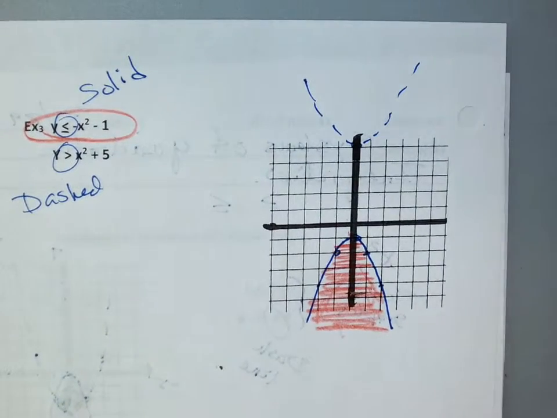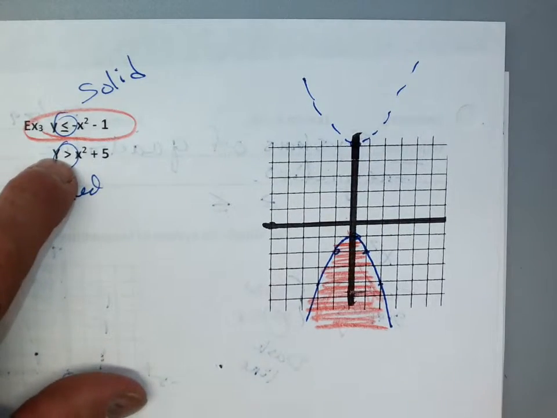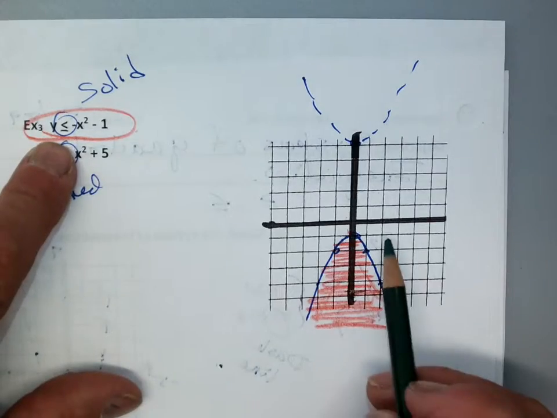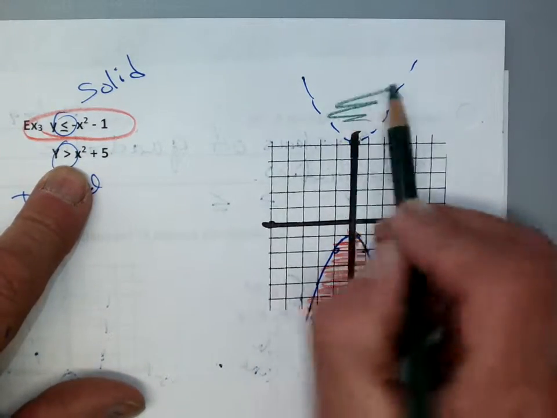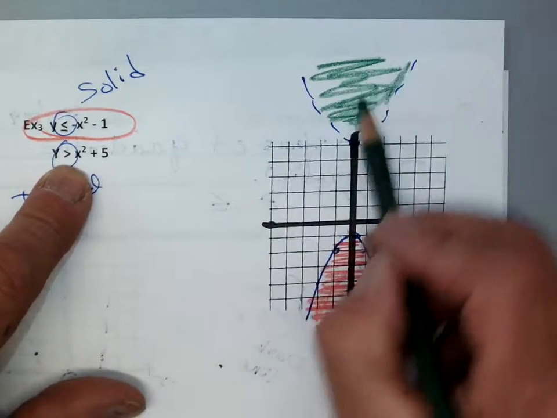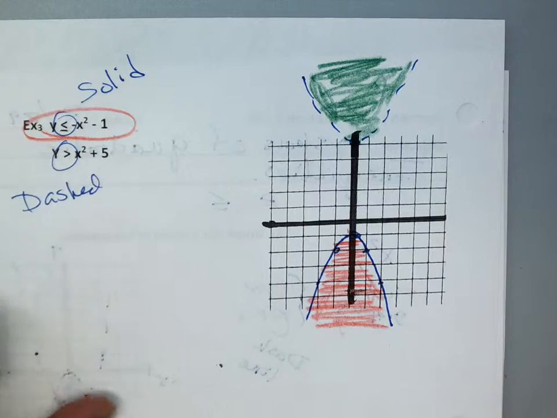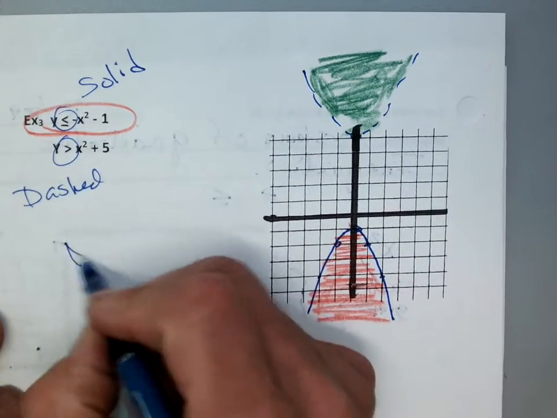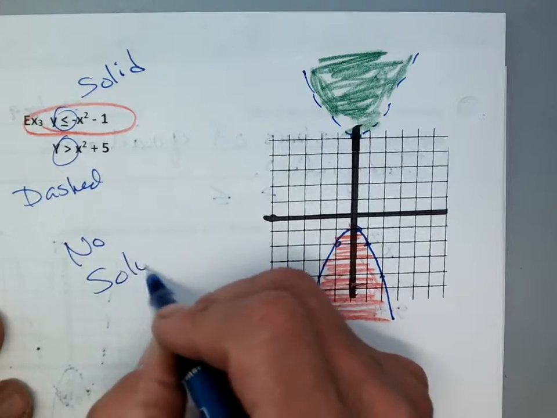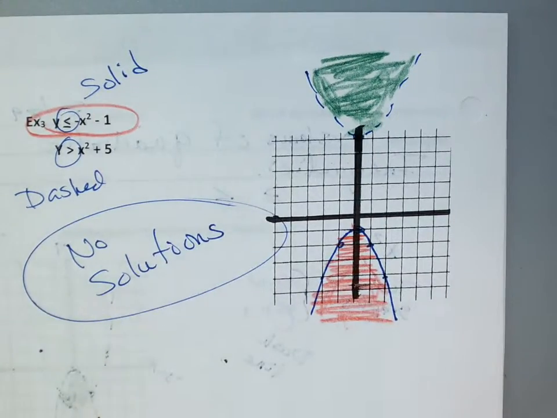And we're going to shade. Stand on the vertex, and it's got to be less than. Oh, I'm sorry, greater than, my bad. Greater than, so I shade above. This one's kind of weird, isn't it? Do they overlap anywhere? No. So they have absolutely nothing in common. There is no solution because you have to have some points in common, and you don't have any.